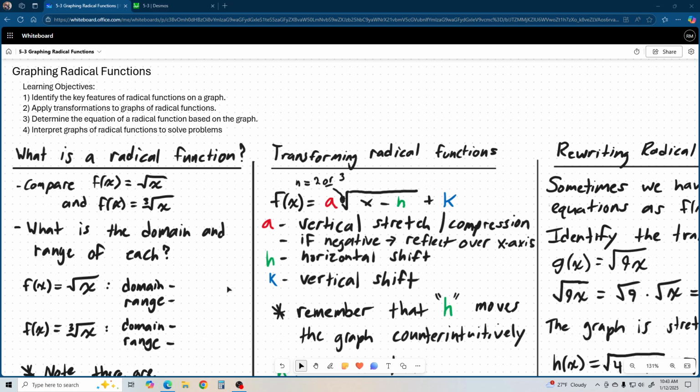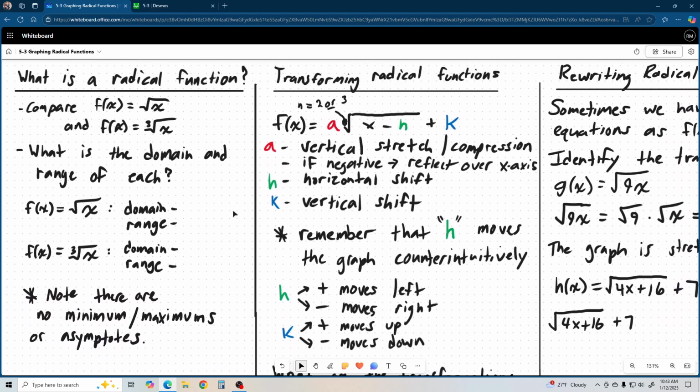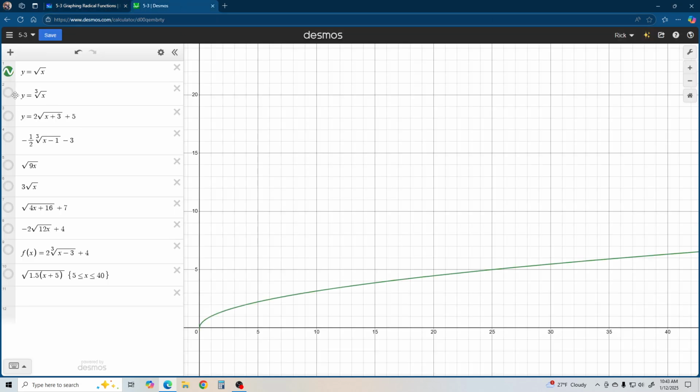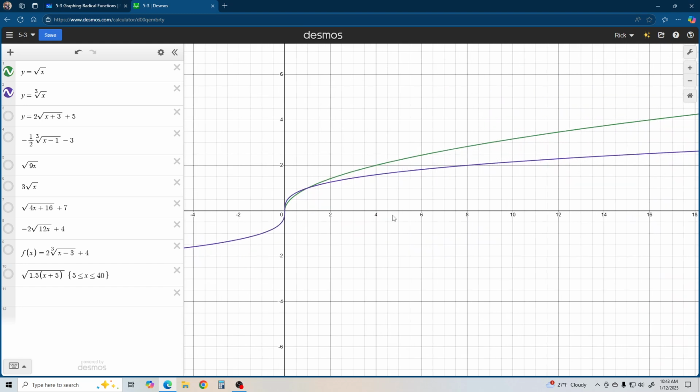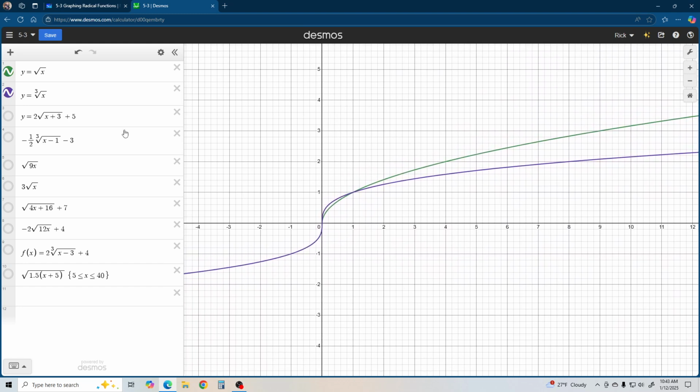What is a radical function? Well, let's go ahead and look at Desmos, right? Because the first thing we're going to do is compare f of x equals the square root of x and f of x equals the cube root of x. So let's go to Desmos, and I've pulled up both of them here. You'll notice, if we zoom in a little bit, that first of all, this green one is the square root of x, right? And then this purple one is the cube root of x. Now you'll notice here that the cube root function actually goes down into the negatives, whereas the square root doesn't.